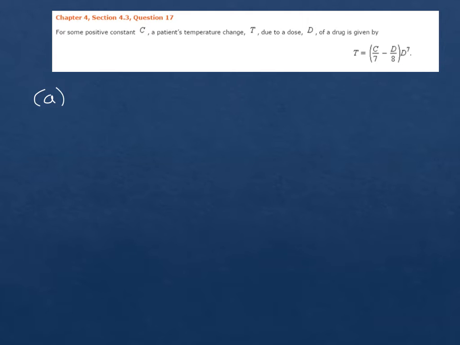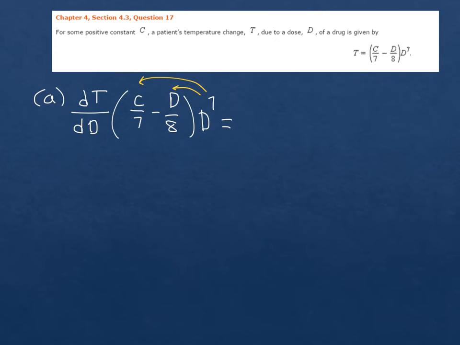So I want to find the change in temperature over the change in the dosage for this particular function. So C over 7 minus D over 8 times D to the 7th power. Well, what I probably would do is multiply. I would distribute this first, so you don't have to do a product rule. So I would get CD to the 7th over 7 minus D to the 8 over 8. And this is what you're taking the derivative of.